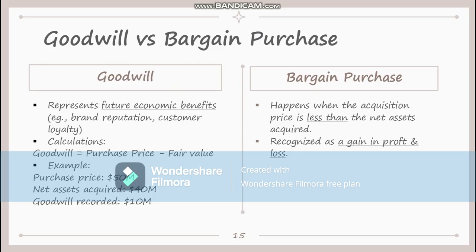A bargain purchase happens when the acquisition price is actually less than the net assets acquired. Then this will be recognized as a gain in profit and loss.